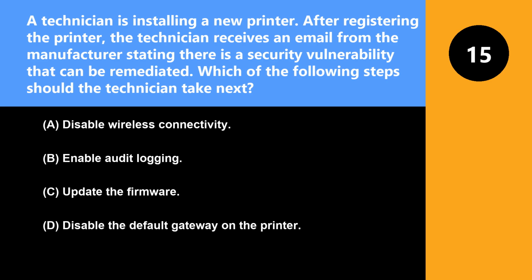Option A, disable wireless connectivity. Option B, enable audit logging. Option C, update the firmware. Option D, disable the default gateway on the printer. The correct answer is option C, update the firmware.